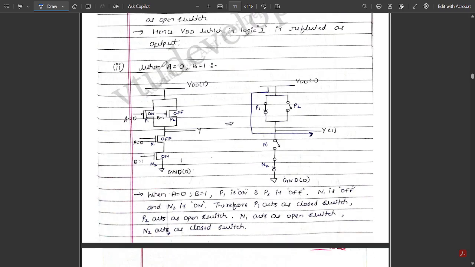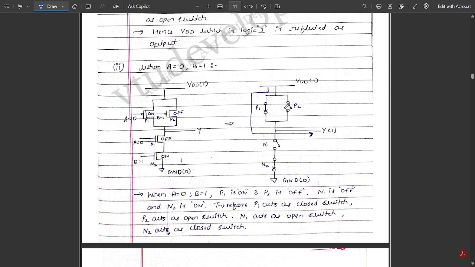Next, when A equal to 0 and B equal to 1, when A equal to 0, one PMOS transistor would be on, the second PMOS transistor would be off. Similarly, when this is on, this would be off. When this is off, this would be on. So draw the switch diagram here. This is on state, so this switch is closed. This is off, so this switch would be open. Here this is off, so this switch would be open. This transistor is on, so this switch would be closed.